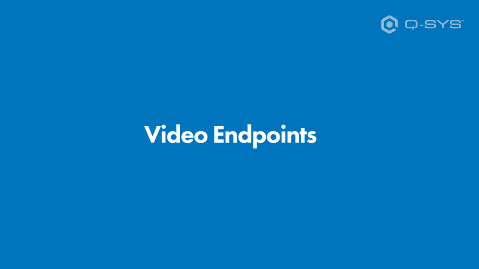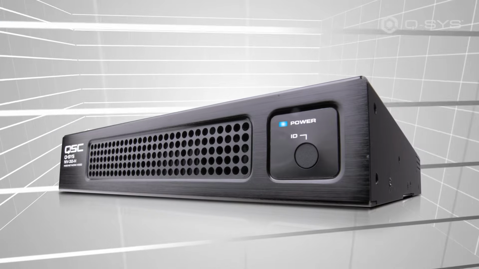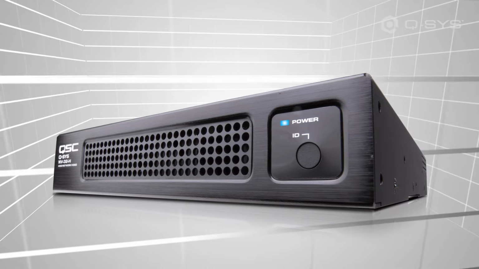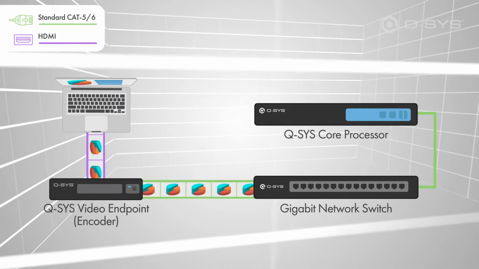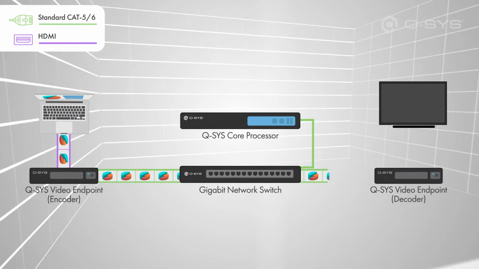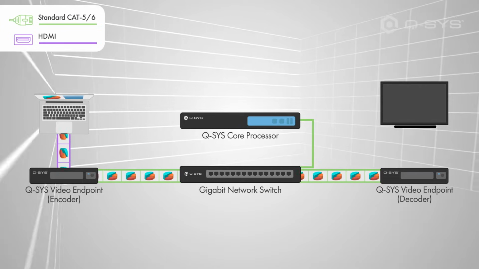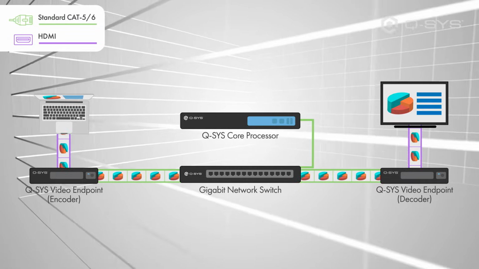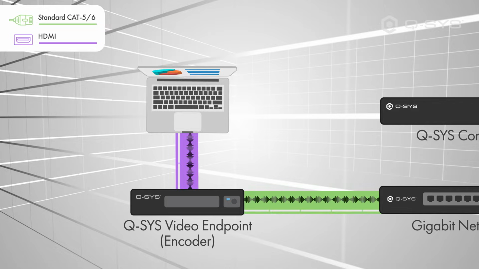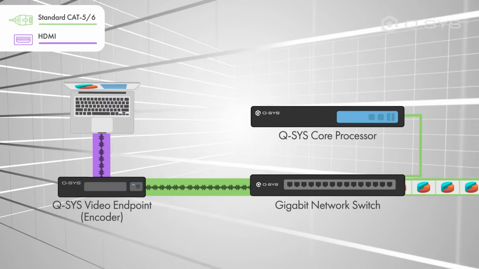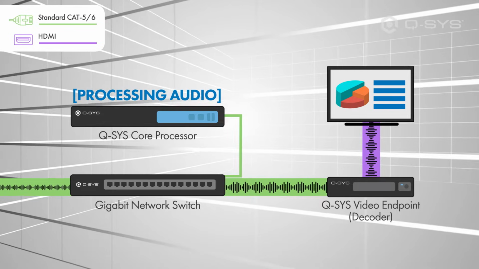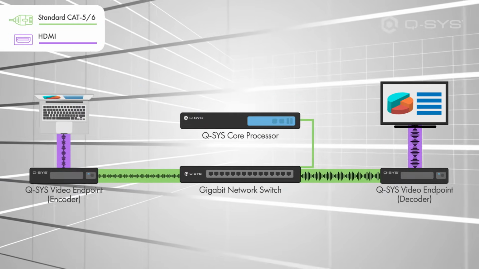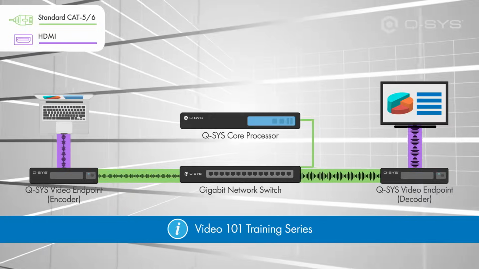For HDMI distribution, particularly in the collaboration environment, look to our network video endpoint peripherals. These peripherals can encode a local HDMI source and transport it across the network to another video endpoint, which then decodes the video and delivers it to an HDMI display. Audio can be taken from the HDMI source, processed or mixed differently, and even reinserted into the HDMI display. These peripherals are more fully explored in our Video 101 training series.